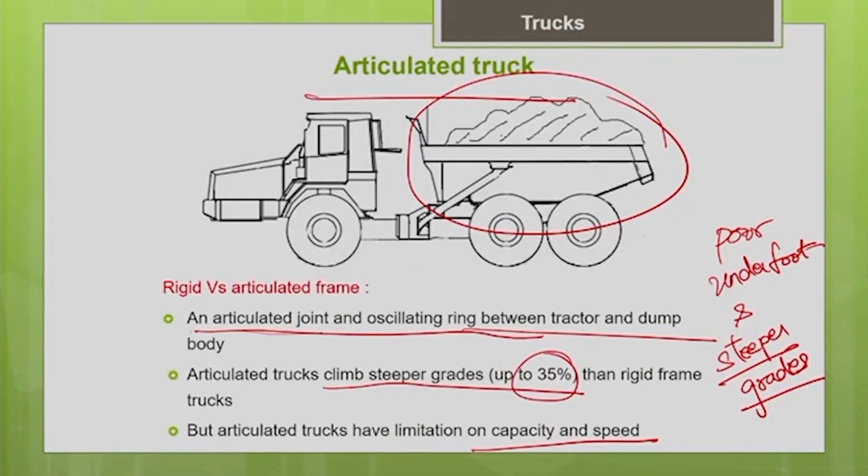And also in confined areas, it is easy to work with this machine, which has a better turning ability. So, based upon your requirement, you have to make the selection, but obviously articulated trucks are costlier when compared to rigid frame. But you have to justify the cost based upon the application.